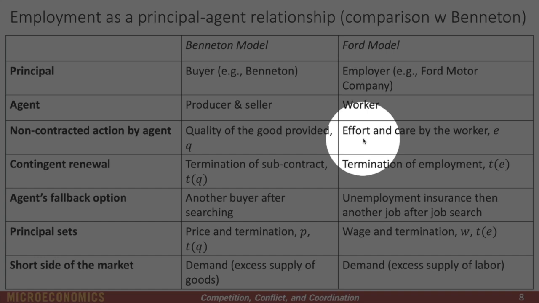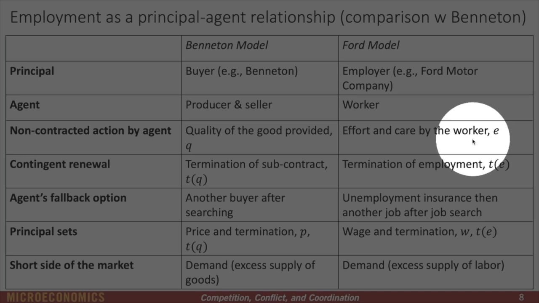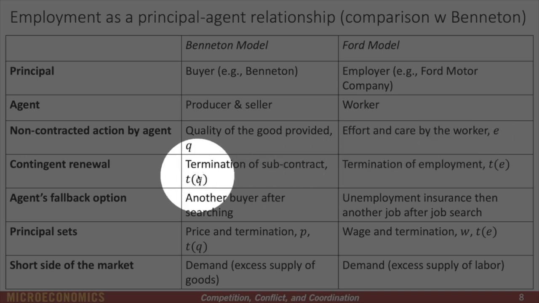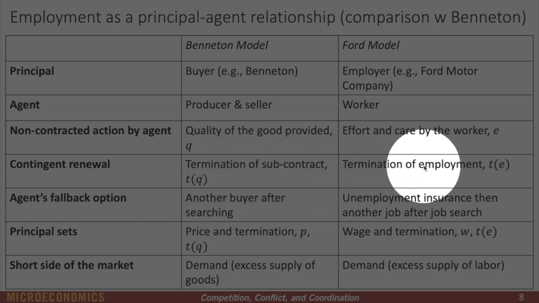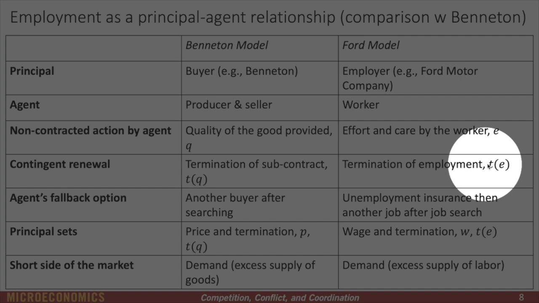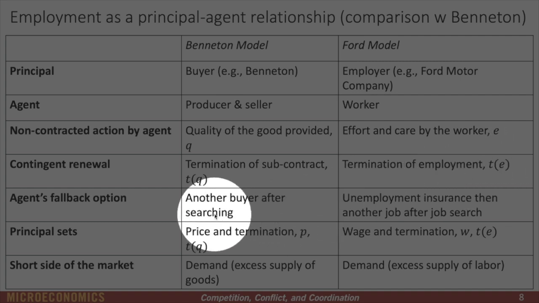In chapter 11, we're going to be talking about the effort and care by the worker in their employment. The effort and care by the worker, we're going to call that E. In chapter 10, we had the termination of a subcontract, T as a function of Q. So you terminated the subcontractor if they provided too low quality within the lifetime of the contract. Whereas in chapter 11, we're going to be talking termination of employment as a consequence of effort, T as a function of E. So they're going to be very similar, notice.